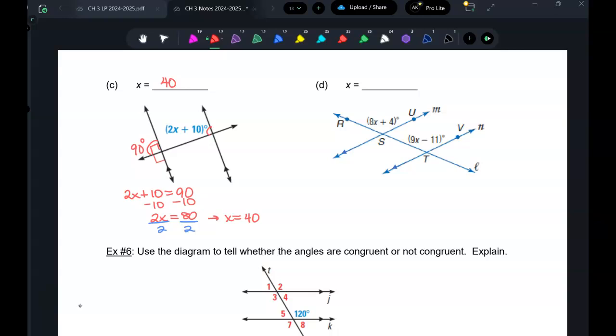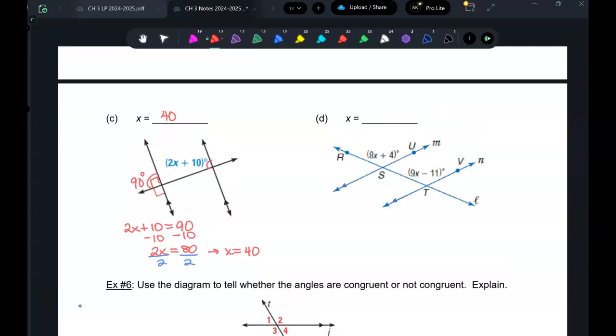Okay, so Minnie, next one. Would you do 8x plus 4 plus 9x minus 11 equals 180, or is it 8x plus 4 equals 9x minus 11? They're interior because there's the U and the B after, so they're interior. Right?